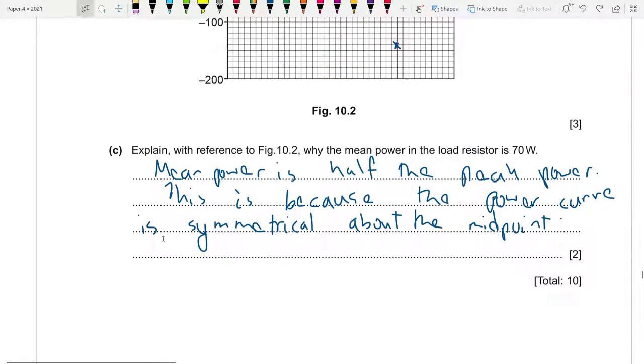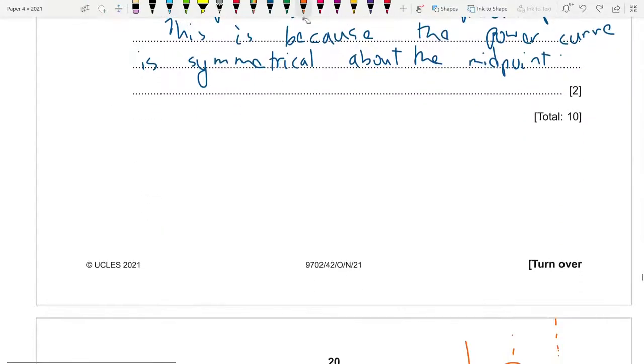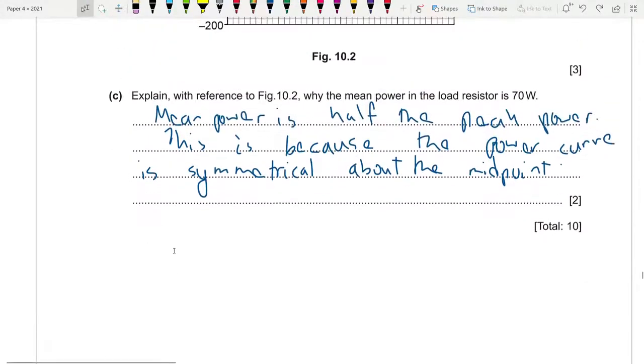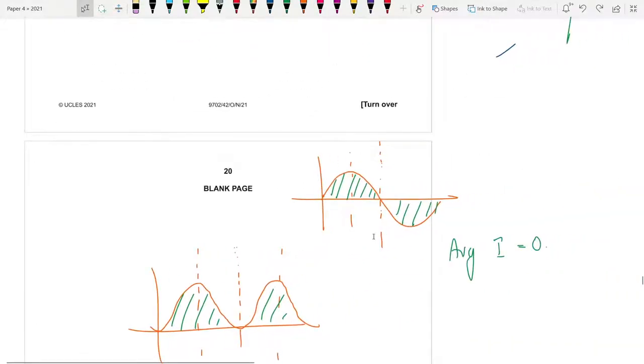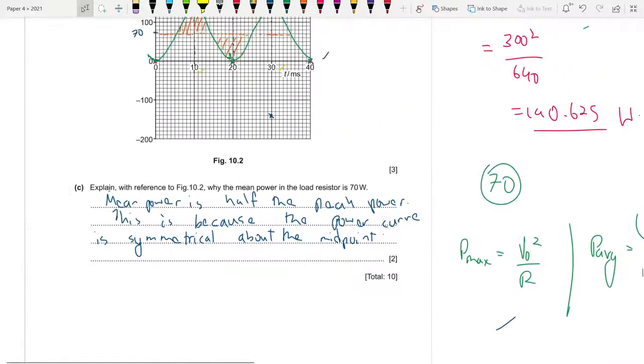Explain with reference to 10.2 why the mean power is 70. Interesting. Check this. So multiple ways I can show you. Remember this graph? This is sinusoidal current maybe, or voltage. So remember we used the RMS value because if we found out the mean voltage for a sinusoidal voltage graph, the average value of voltage would be 0 actually, right? Because since it's symmetrical about this midline, it will take the value at the midline, which is 0. So that's one way of thinking of it.